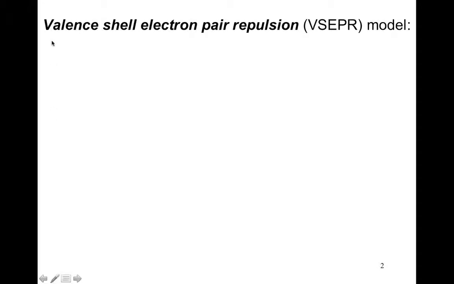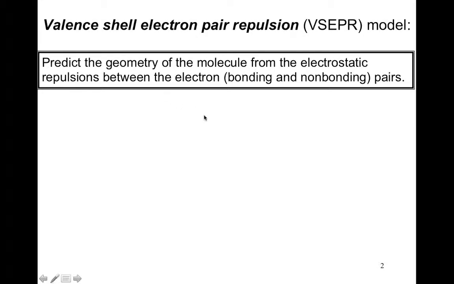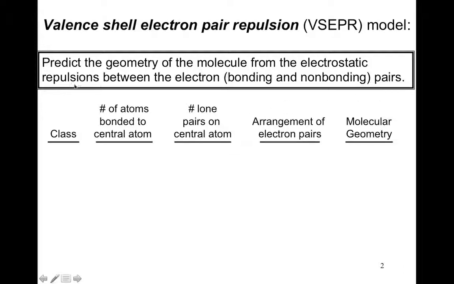So, we're following the VSEPR model, which is the valence shell electron pair repulsion model. Basically it means electron pairs repel each other, negatives and negatives do not want to be together, like charges repel. So we can predict the geometry of molecules from the electrostatic repulsions between the electrons, bonding and non-bonding pairs. Pretty wordy, pretty easy to do. So let's start right into it here.